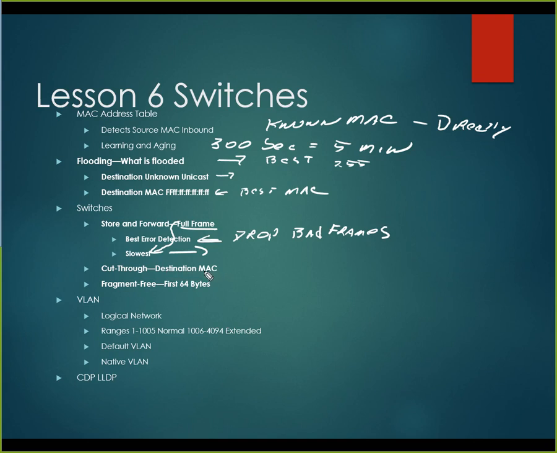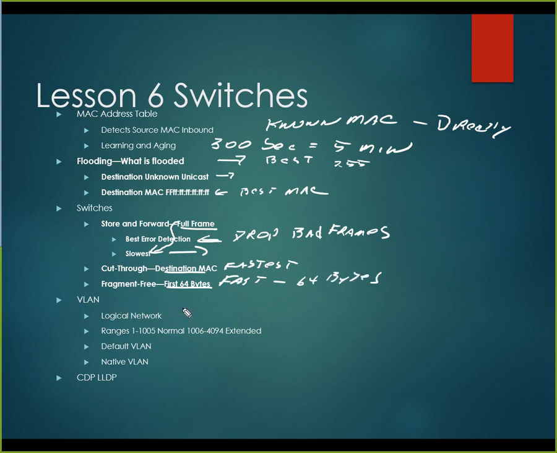The cut through is going to be the fastest because all we get is the destination MAC address. If you remember in the Ethernet frame, the destination MAC address was the first address in there. So as soon as it sees that destination MAC address, it's going to send it to its destination. And in fragment free, it used the first 64 bytes. So it was still fast, but it had some error detection, because most errors are in the first 64 bytes of the frame.